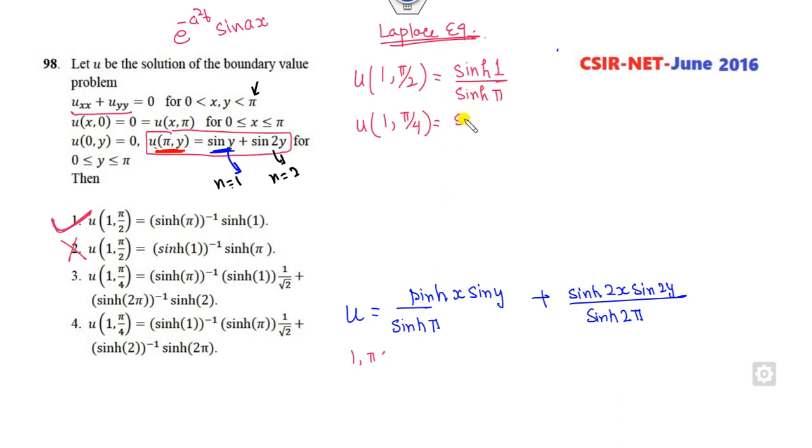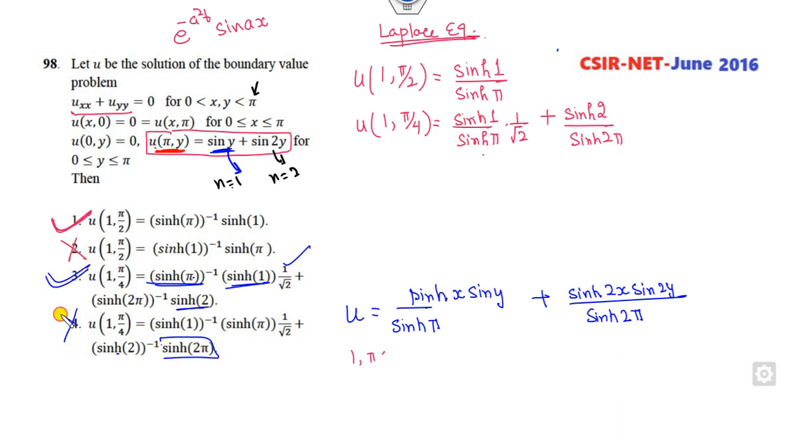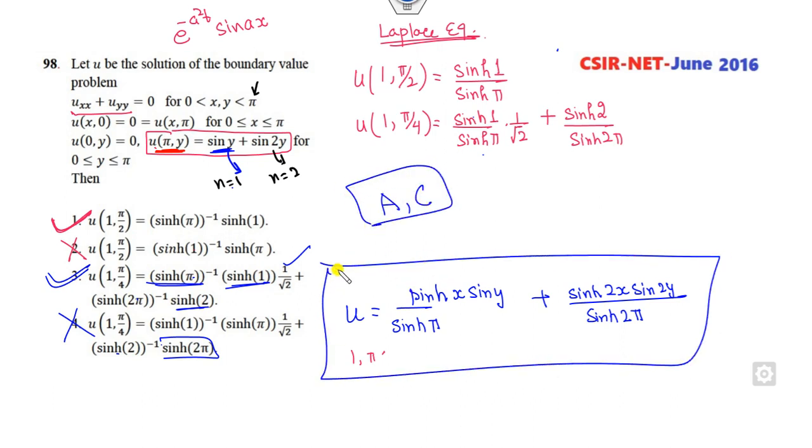Look at the third option, 1 comma pi by 4. If you substitute here, x is 1, sine hyperbolic 1 over sine hyperbolic pi. When y is pi by 2, it is 1 by here. When it's pi by 4, sine pi by 2 is 1. So sine hyperbolic 2x is sine hyperbolic 2, over sine hyperbolic 2 pi. So look at that, sine hyperbolic pi inverse, fine, sine hyperbolic 1, fine, 1 by root 2, fine, sine hyperbolic 2 sine, is the right answer. The other one is wrong because the hyperbolic inverse is not there. So the right answers are A and C. Remember, this is one of the simplest shortcut tricks for you. You can solve a couple of the answers within 10 to 15 seconds.